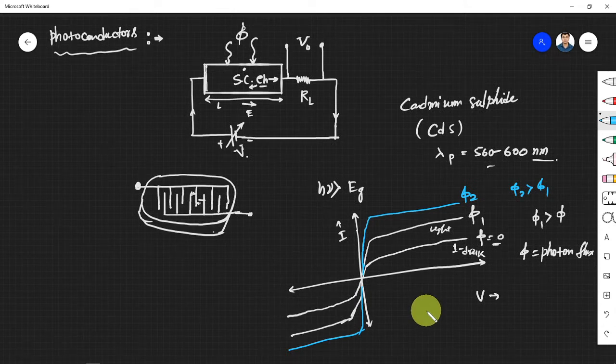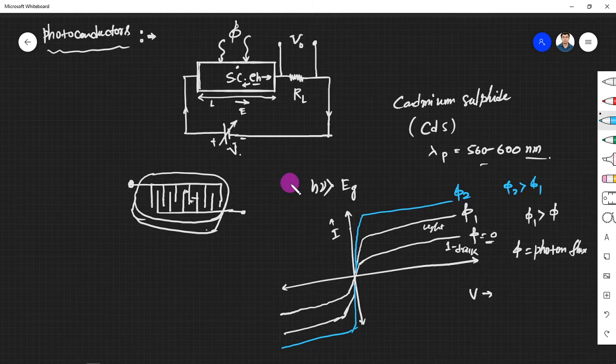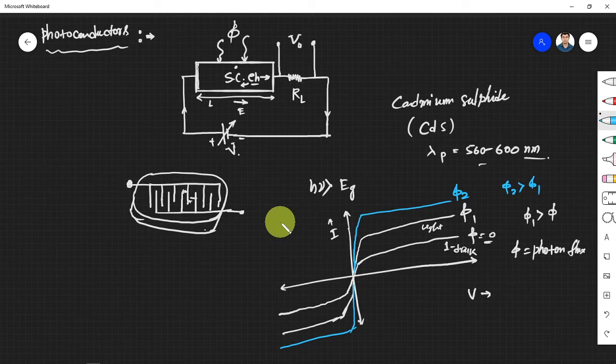We are not going much deep into the calculations. If you want to learn this, want to calculate its transit time and all, you can follow the book, but we are not going very deep into all these mathematical derivations. We're just learning the working principle and basic design of the device. So let's talk about another device. Any doubts?